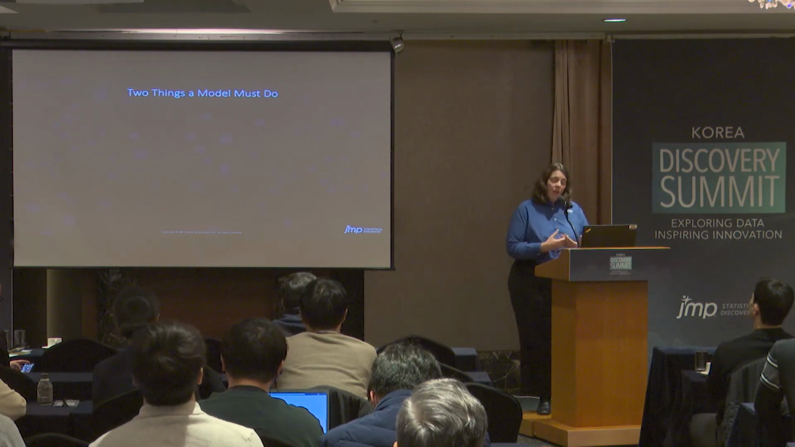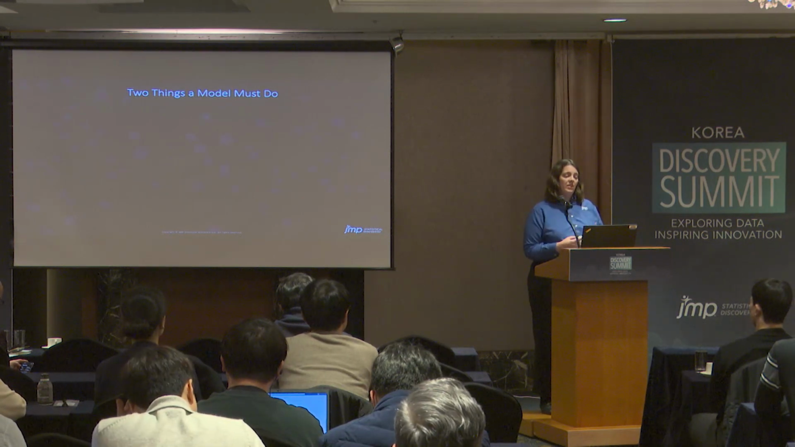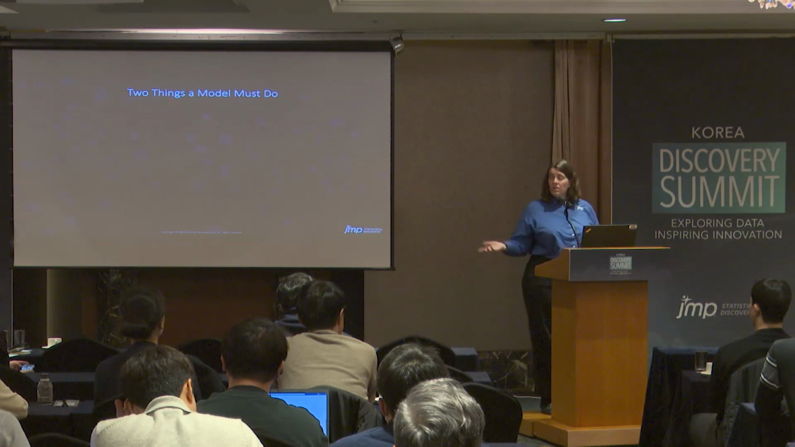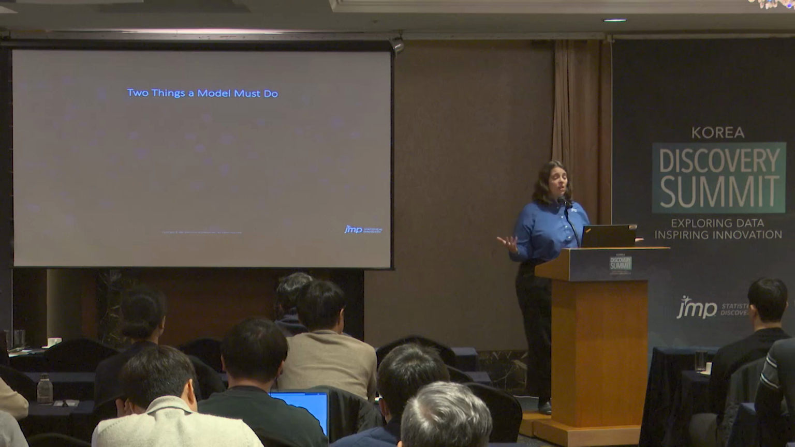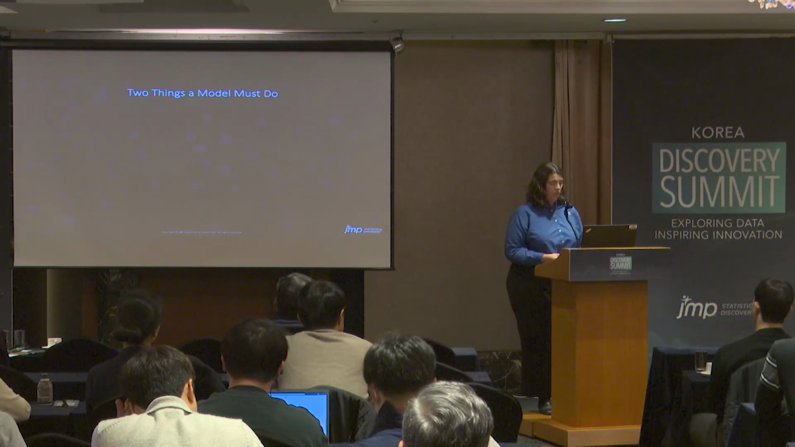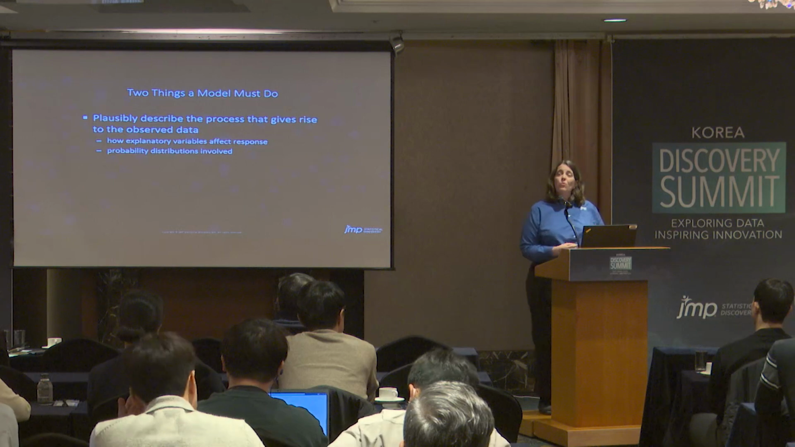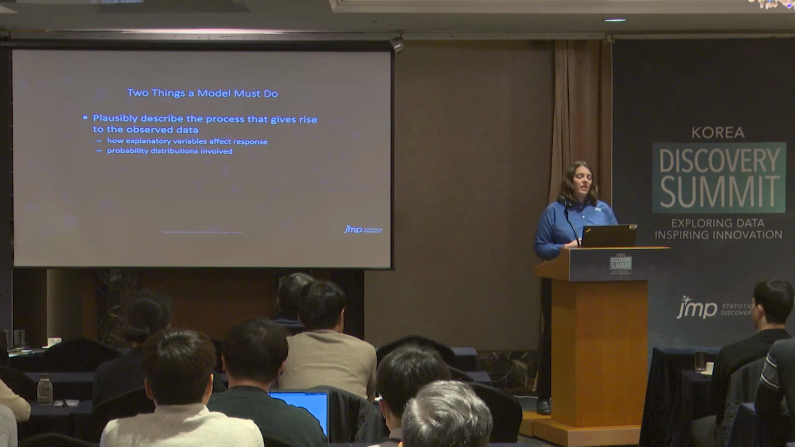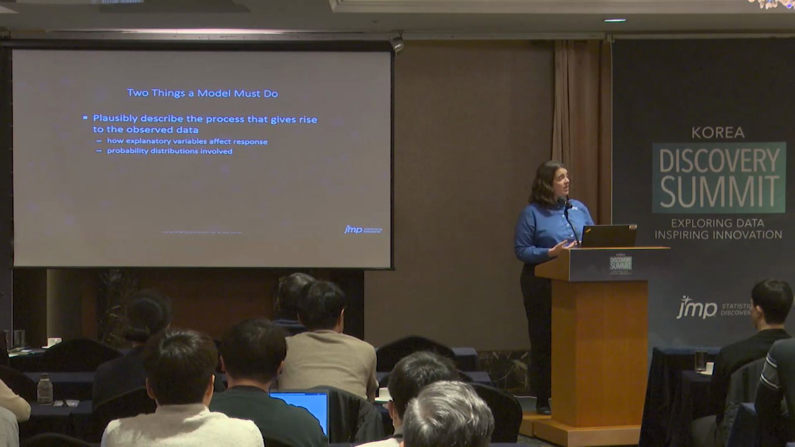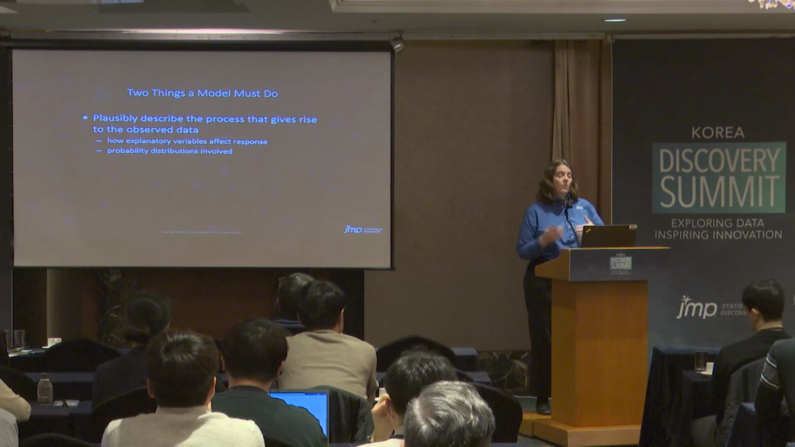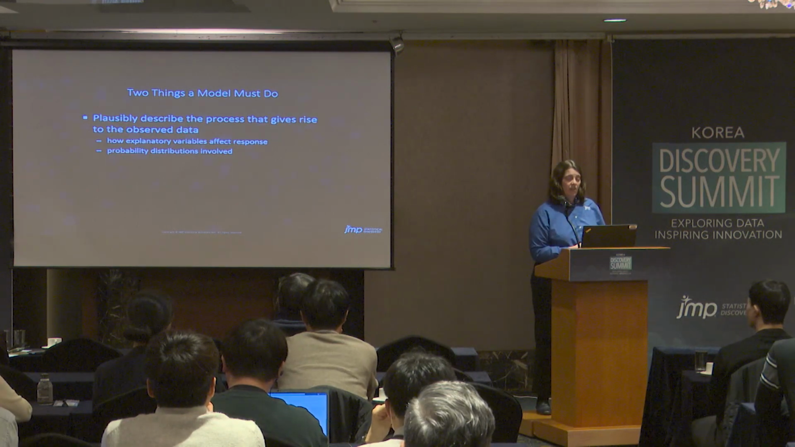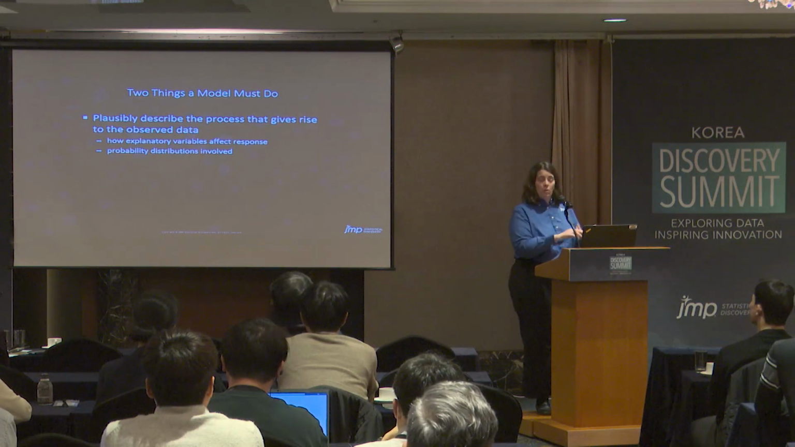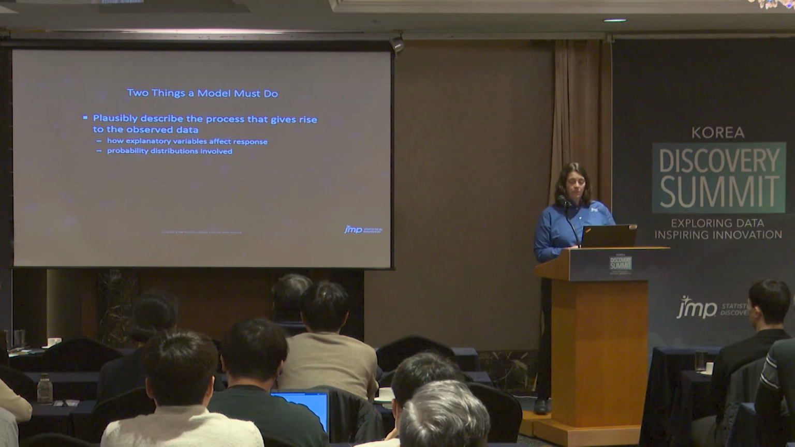Before I get to my example, I like to remind myself that there are two things that a model should do for us when we're working with data, whether it's a linear model, such as Ryan and I have been talking about today, or the various machine learning models that you can fit in JMP. The first one, which is less important with the machine learning models, but very important with the linear models, is that we want to plausibly describe the process that gave rise to our data. How do those explanatory factors affect the response? What are the probability distributions, whether it's normal, binomial, Poisson, that are involved?